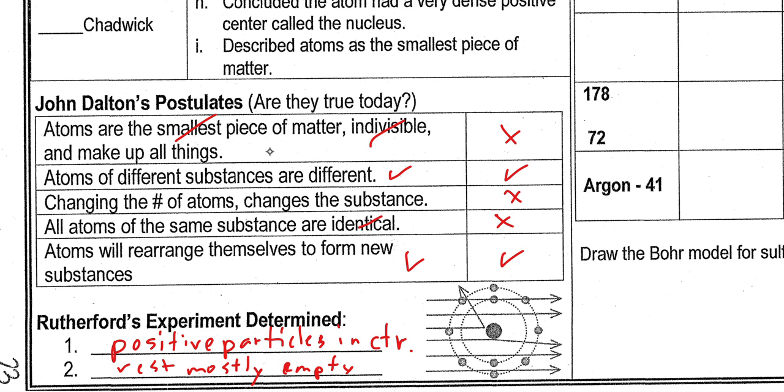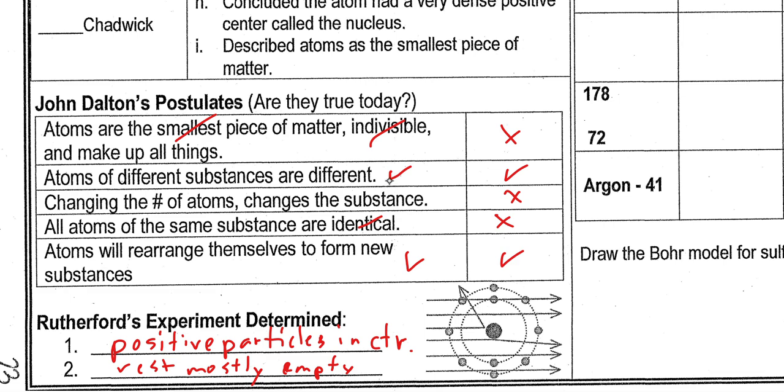It says atoms are the smallest piece of matter. Well, no. We've been able to break things down. Electrons are one of the smallest pieces of matter. And it says they're indivisible. Well, obviously, if we're pulling electrons out of atoms, atoms are divisible. So he was a little bit wrong on that. So we put an X for not true today.